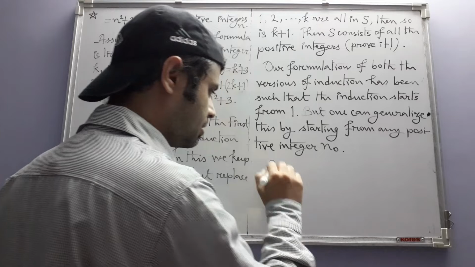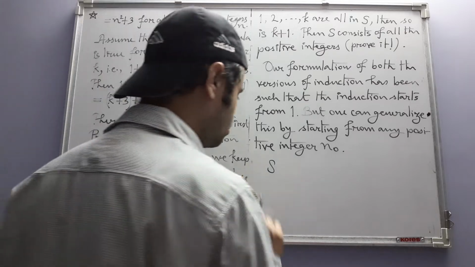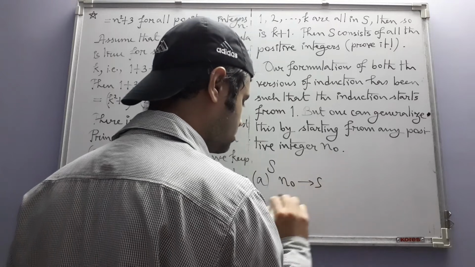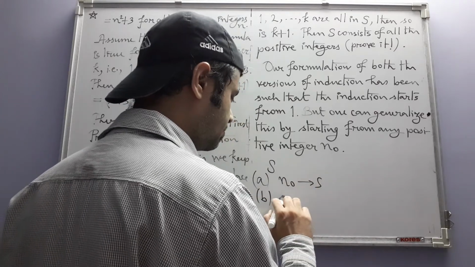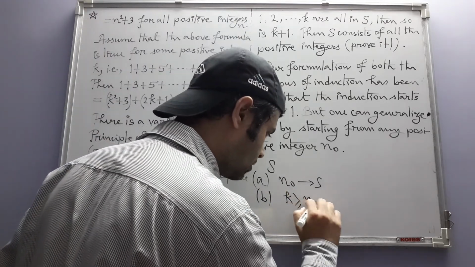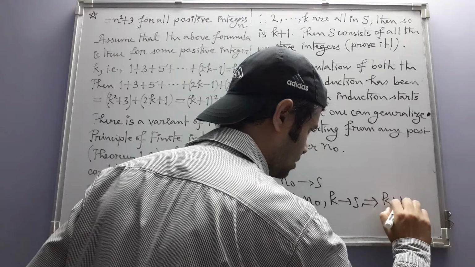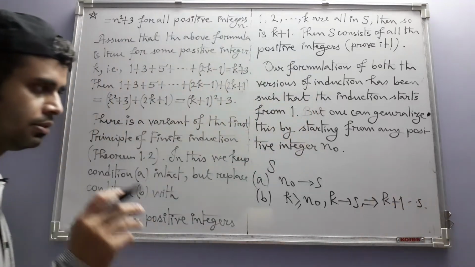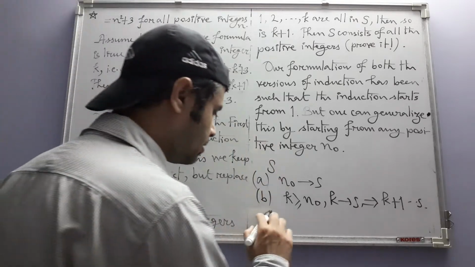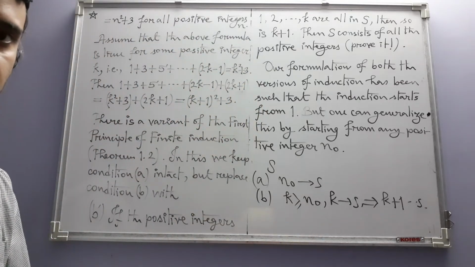Let S be a set of positive integers that satisfies these two conditions. Condition A is n naught is in S and condition B is this. If k is any positive integer greater than or equal to n naught and k is in S, then this implies k plus 1 also is in S. Then the conclusion, however, is not that S is the set of all positive integers. The conclusion is that S is the set of all positive integers greater than or equal to n naught.